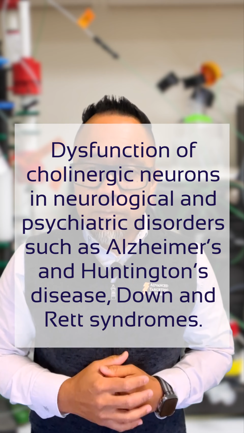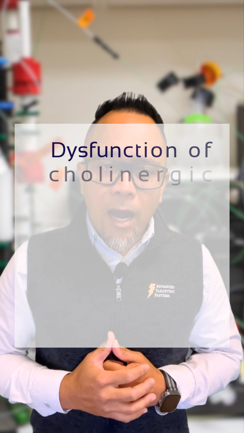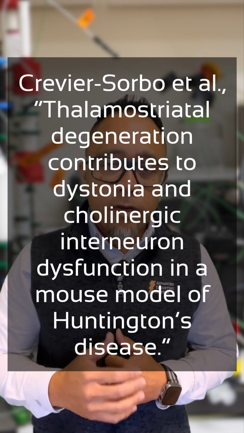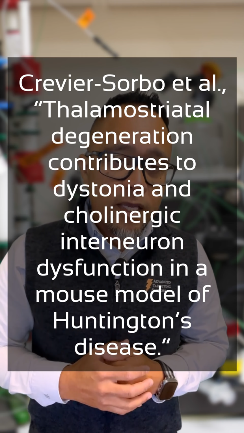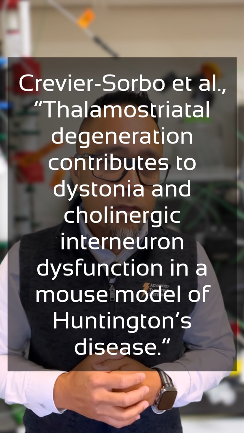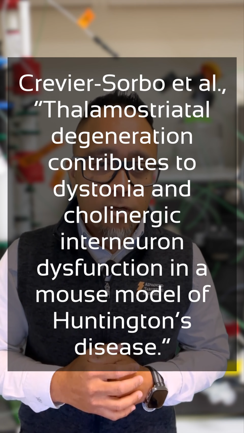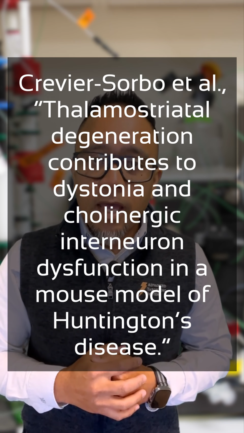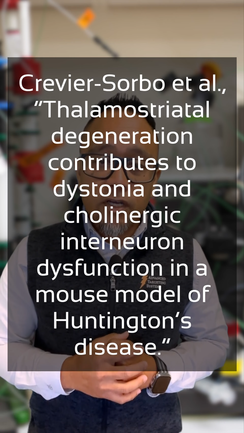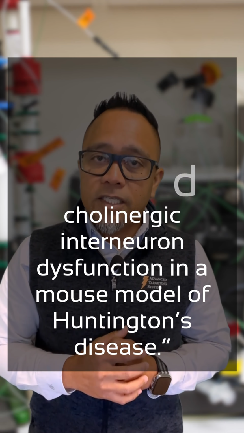Now, today, I want to highlight a publication that used our anti-CAT-SAP, and the authors were Crevier-Sorbo et al., and the article was taken from the journal Acta Neuropathologica Communications, and the title is Thalamostriatal Degeneration Contributes to Dystonia and Cholinergic Interneuron Dysfunction in a Mouse Model of Huntington's Disease.